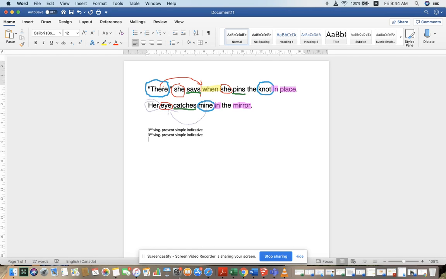All right, and then we have the next one, her eye. "Eye" is also third person singular because it's one eye, and "catches," present. How many times? Once, simple, and indicative. So notice that when we're talking about verb tenses, technically in a narrative, you could use simple present. You could also turn this around and say, there she says, while she is pinning the knot in place, which could be a combination of a simple present and a progressive present. But again, it's up to the author. As you know, all three verbs are pretty much in the same tense, and they're all simple and they're all true.